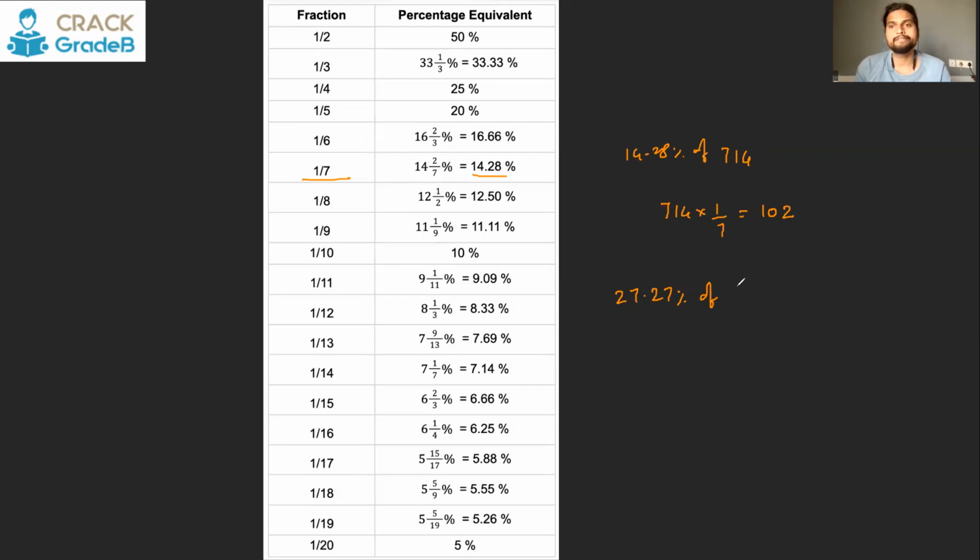of 462. Now, what is the fraction value of 27.27%? If you see the table, we don't have 27.27%, but what we have is 9.09%, the fraction value of which is 1 by 11. So if 9.09% is 1 by 11, we want 27.27%, which is exactly 3 times of it. 3 times. So the right hand side also will be 3 times. That makes it 3 by 11.